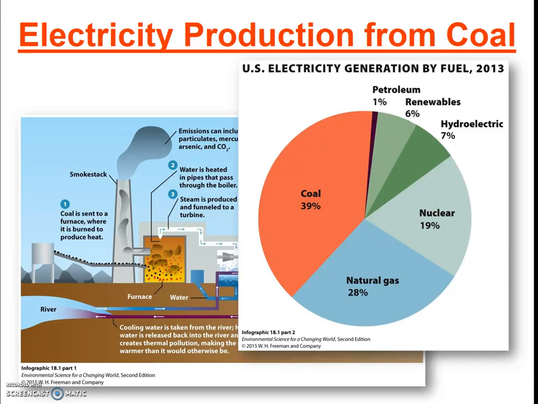Interestingly, you might have noticed that your book, using 2013 data, says 39% of U.S. electricity is from coal, whereas a few minutes ago I showed you 2015 Energy Information Administration data, which said 37% of U.S. electricity is made from coal. Indeed, if you looked up 2016 data, coal is even a smaller percentage. We're moving in the right direction.